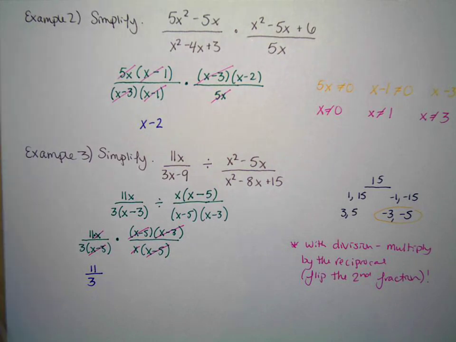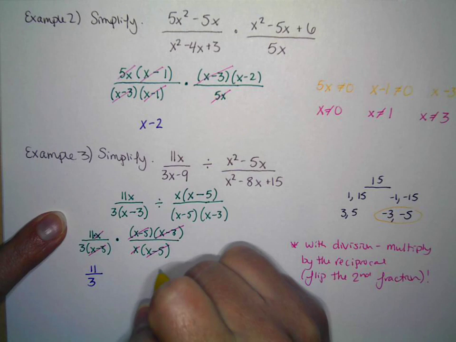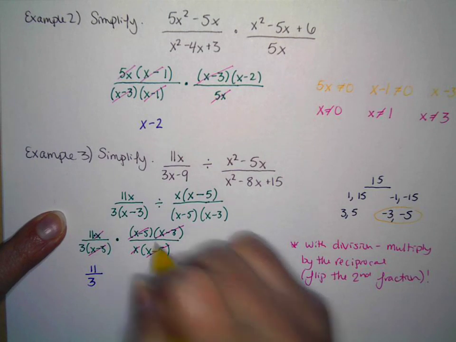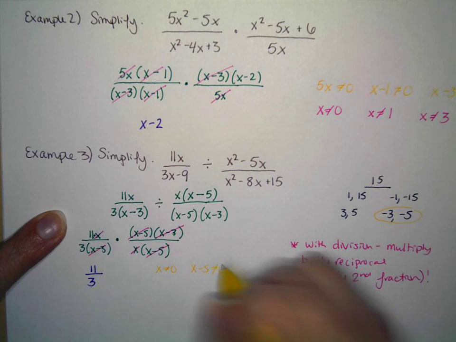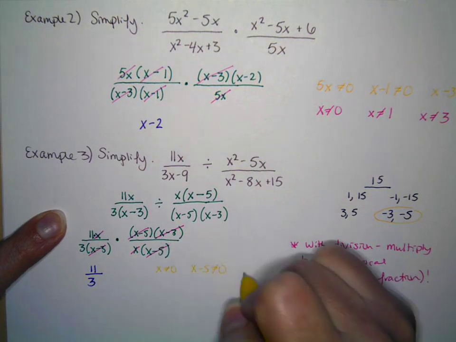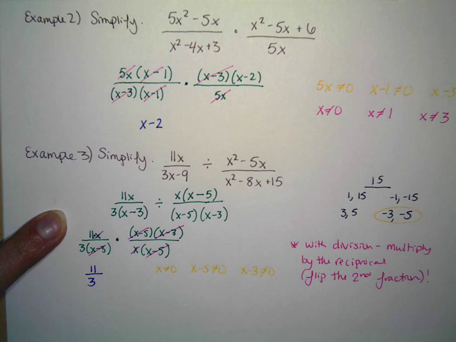Okay, so we factored, we've simplified. Now we want to identify those excluded values. So each factor that canceled out cannot equal 0. So we had a factor of x, so x cannot equal 0. We canceled out the x minus 5, so x minus 5 cannot equal 0. And we canceled out an x minus 3, so that also cannot equal 0.